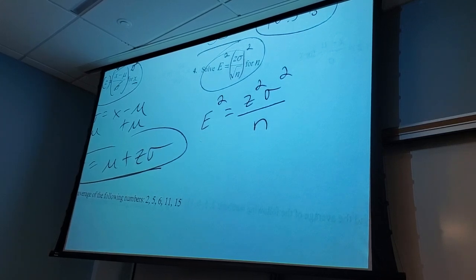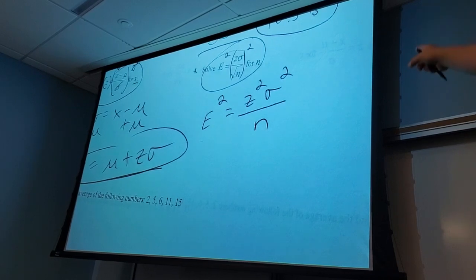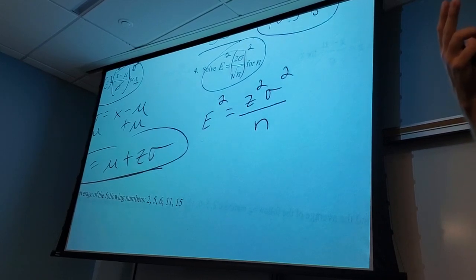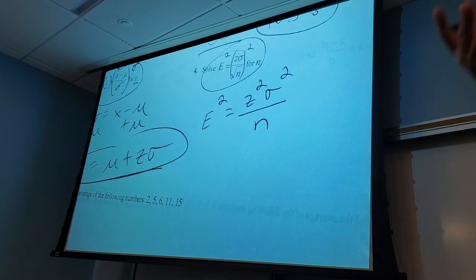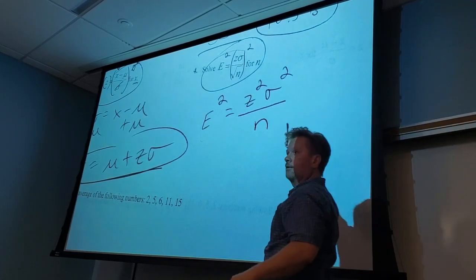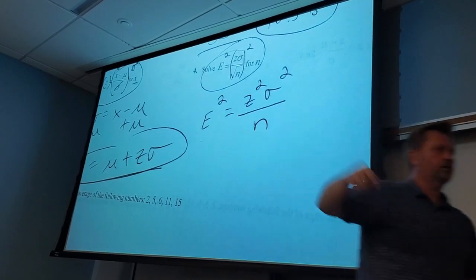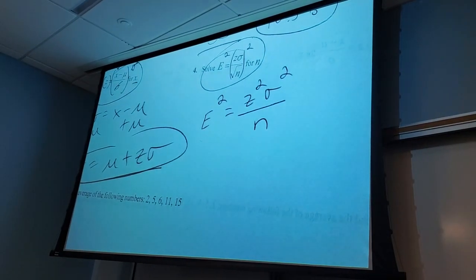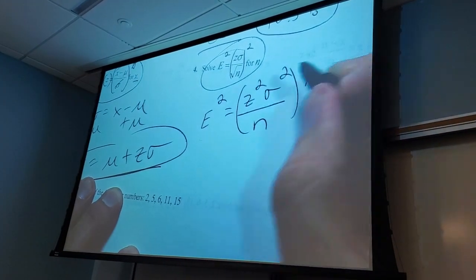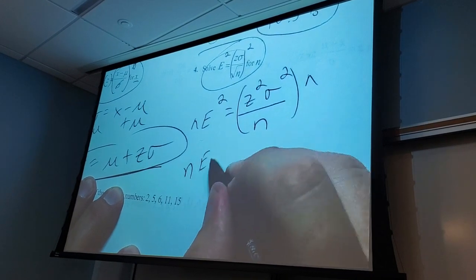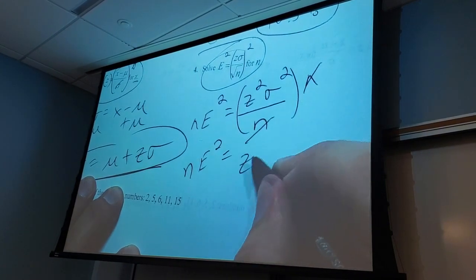And now I'm like 2 steps away. The absolute worst thing, again, it's the same thing, but it's a little worse now. There's a fraction, but it's worse because our variable is on the bottom. So we can take care of that easy. What do we do when there's a fraction we don't want? Multiply by the thing making it a fraction. Then we'll multiply both sides by n. So I get n e squared equals z squared sigma squared.